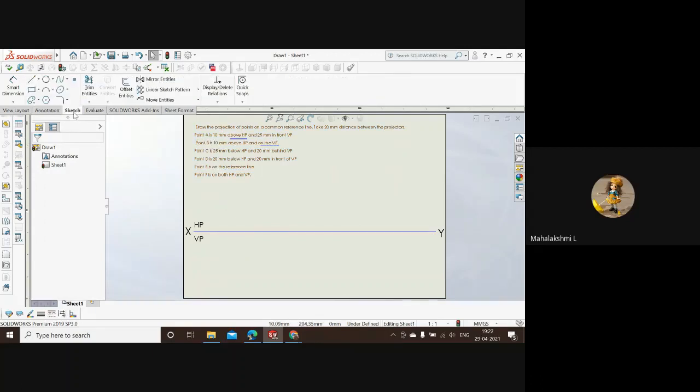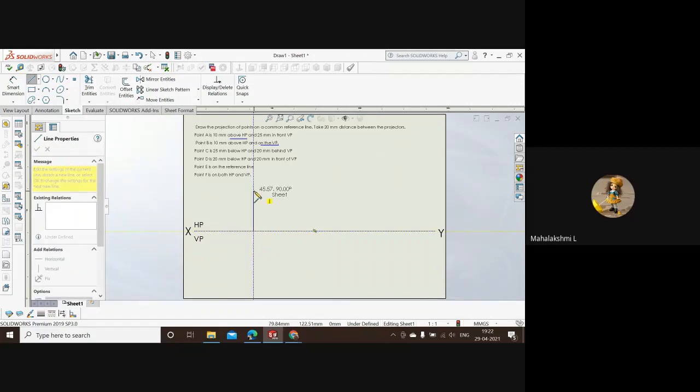For everything, first we'll have to draw a vertical line above and below the horizontal plane. So we'll first do that, a line above the horizontal plane and a line below the horizontal plane. How many points do we need? 1, 2, 3, 4, 5, 6 points. So we'll draw 6 such lines. That will make our work easier.